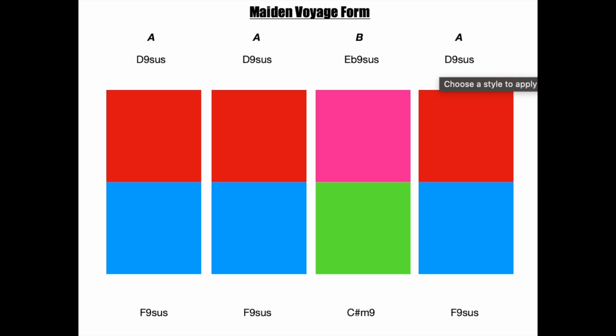And then we move on to the B section, or the bridge, which has this E flat 9 sus chord with a C sharp minor 9 chord in that green. And then we finish the form by playing the A again. So the form of this song, you could say, is A, A, B, A. Okay, so now that we know the form, let's break down a little closer and look at these chords.